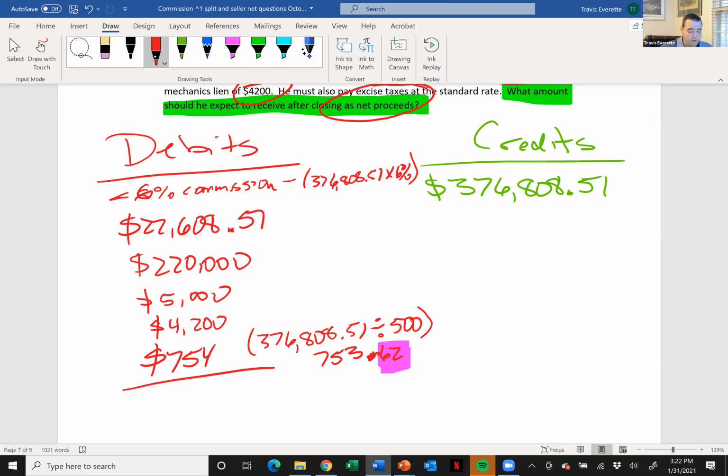So we're going to be able to total up our debits. And again, I'm going to check these a couple of times. I got 22,608.57 plus 220,000 plus 5,000 plus 4,200 plus 754. I got 252.